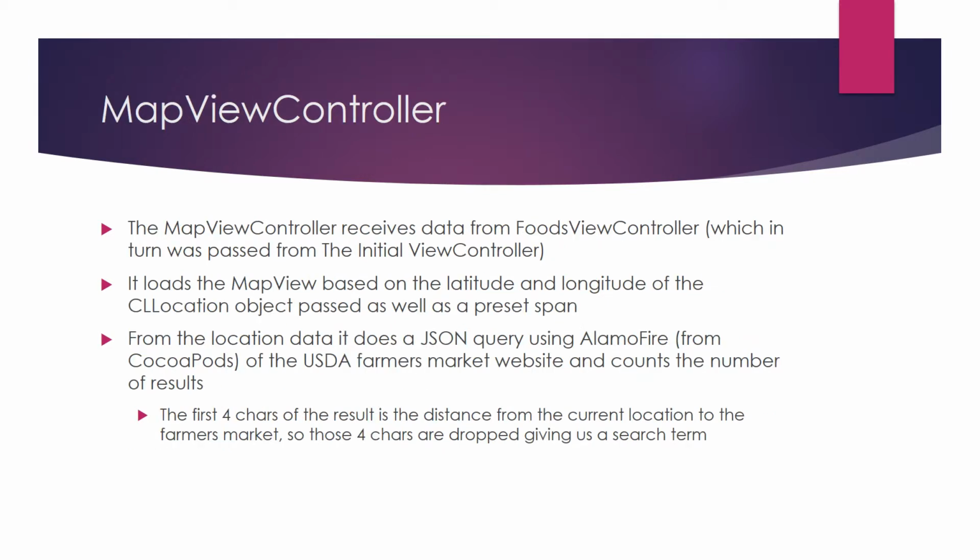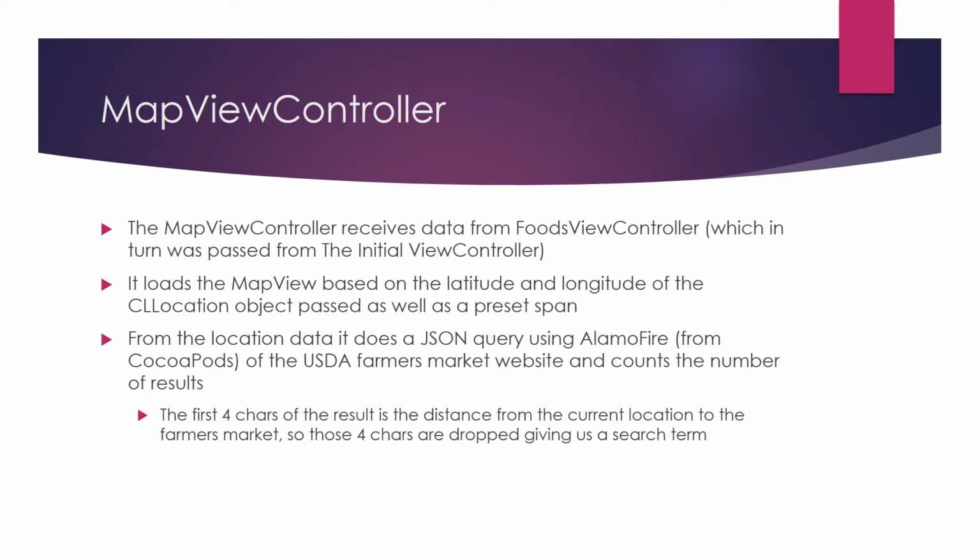So the map view controller receives the data from the foods view controller via a segue, which in turn was passed from the initial view controller to the foods view controller via a segue. It loads the map view based on the latitude and longitude attributes of the placemark object that's passed through, as well as a preset span. Then from our location data, it does a JSON query using Alamofire, which is part of CocoaPods, of the USDA Farmers Market website, and then counts the number of results.